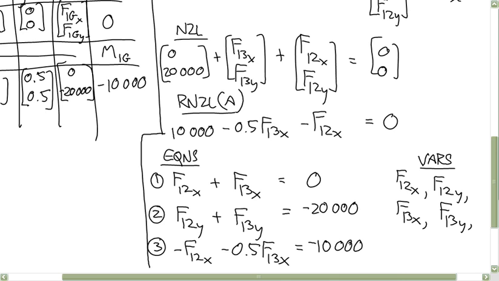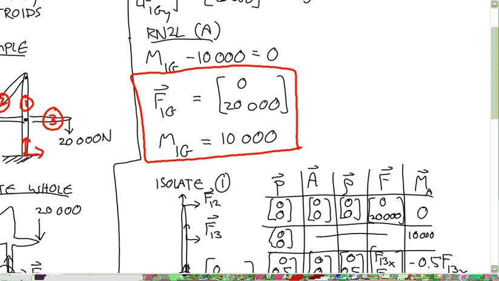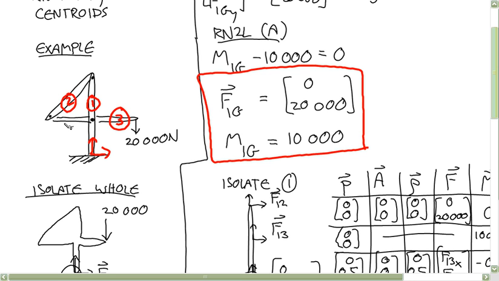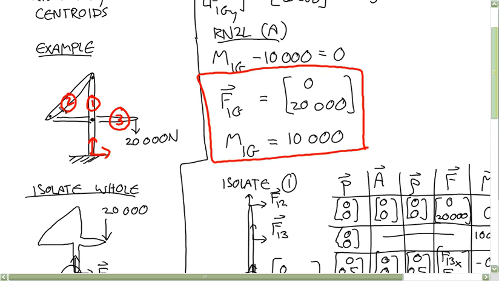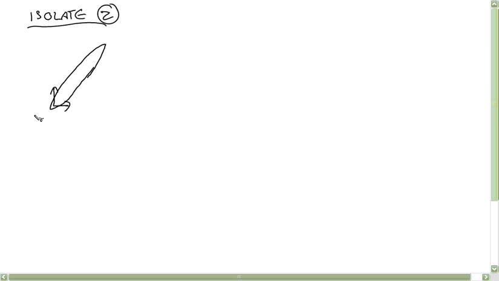Okay, so now let's isolate. Let's do member three, because I think this is the last one we have to do. Maybe they'd all be pretty easy, I think. Member two only has two forces, so maybe let's do that one. Okay, so we have this diagonal body. And what loads are acting on this? Yep, right here we have F23. And up here?